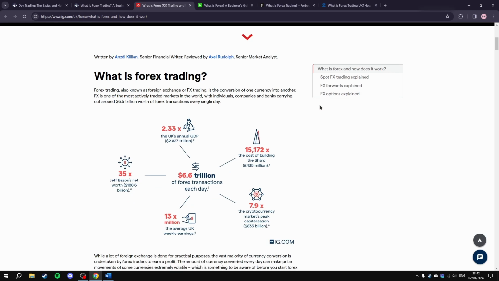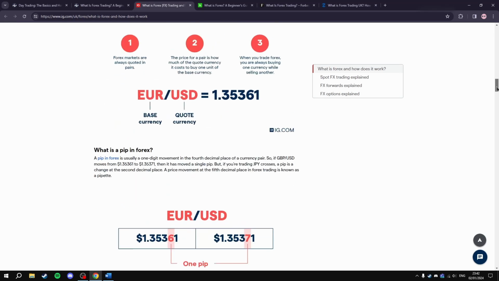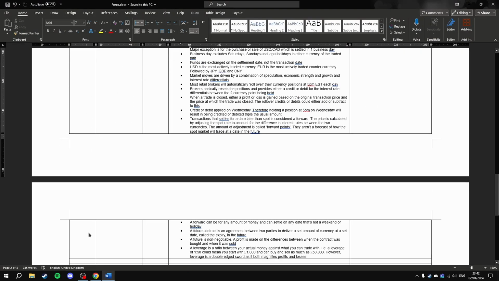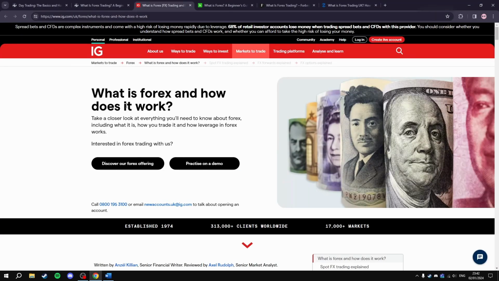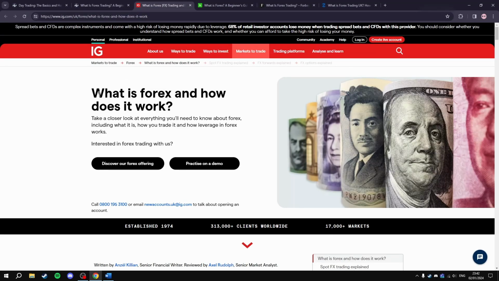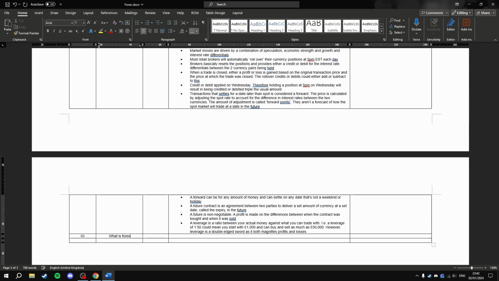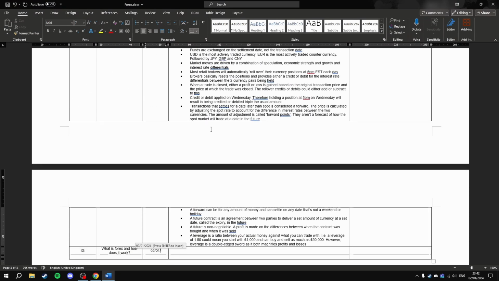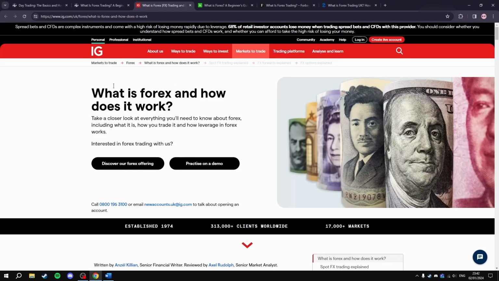IG.com. Oh, this is a bit of infographics. I like this one. Let's go with this one. So, let's look at a new one. What is this called? This is on IG. What is Forex and how does it work? Date accessed 02/01/2024.